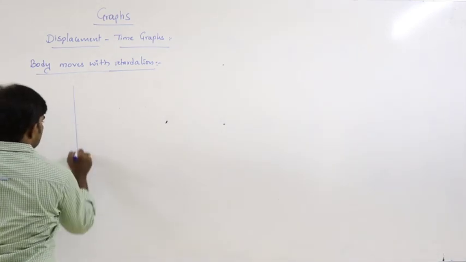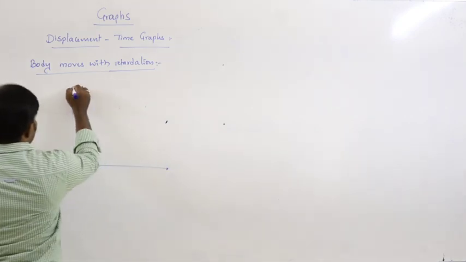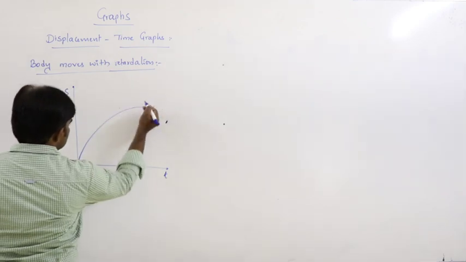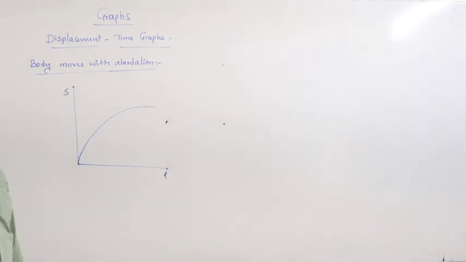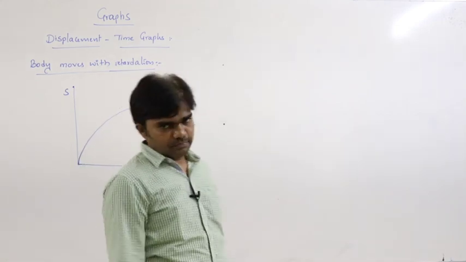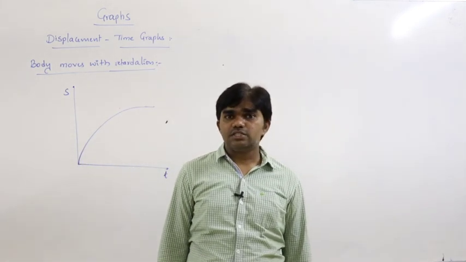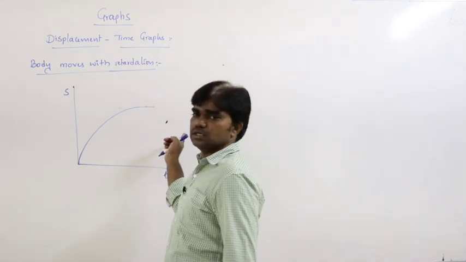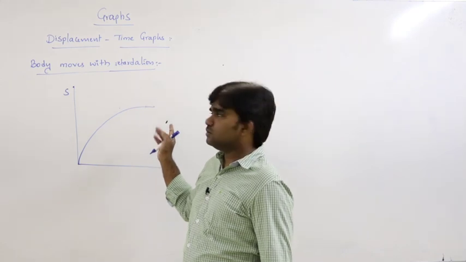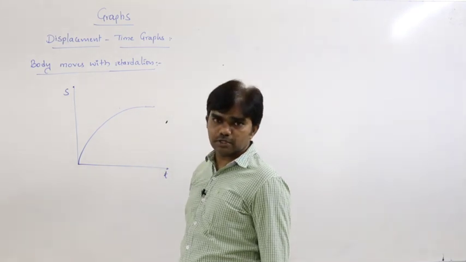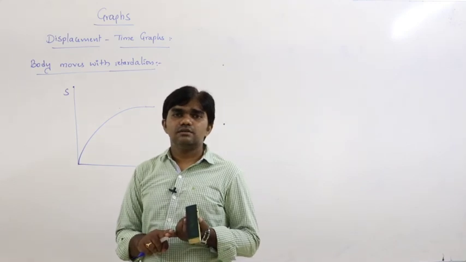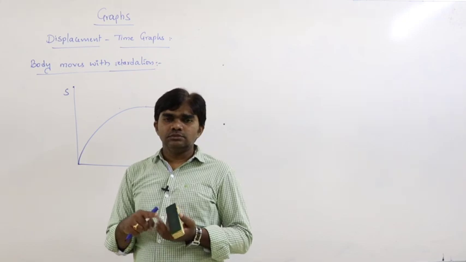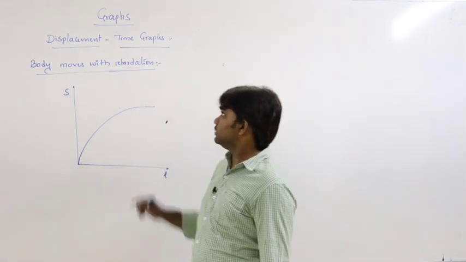So here the shape of the graph for the displacement-time is initially maximum, like this. This is the shape of the graph for the body moving with retardation. A body moving with acceleration is like this. A body moving with retardation is like this. So these are the possible displacement-time graphs: body at rest, body moves with uniform velocity, body moves with non-uniform velocity, body moves with acceleration, and body moves with retardation.